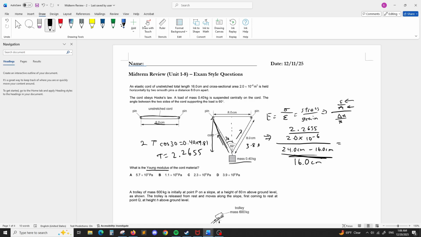So 2.2655 divided by 2e to the negative 6, times 16 divided by 8. And then you get 2.26550 and then six zeros. Then we round to six significant figures, and thus our answer is C.